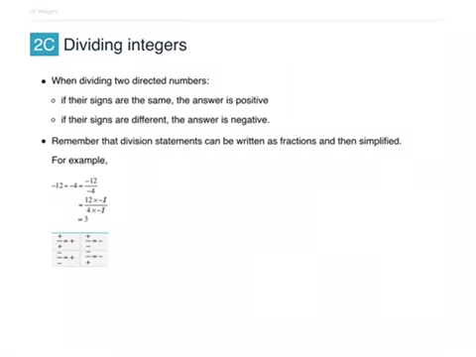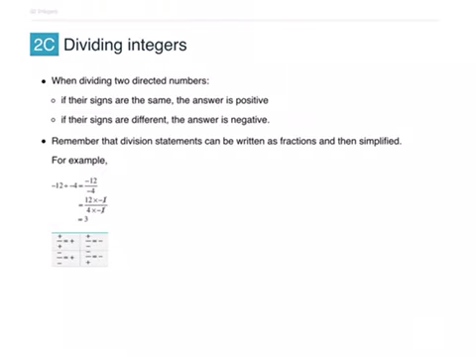To summarize that in a table, if you have a positive divided by another positive number, you will get a positive. If you have a negative and a negative number, then you will get a positive answer. If the signs of the two numbers that you are dividing are different, then your answer will be negative.